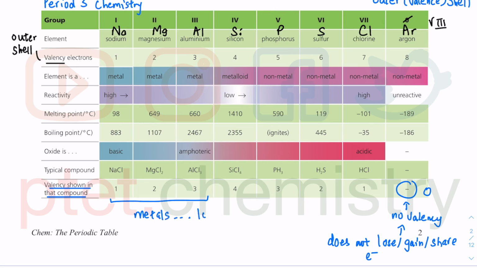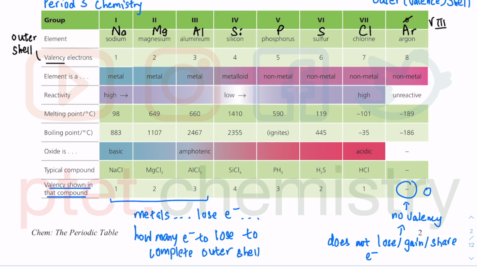And you talk about metals losing electrons. How many electrons to lose? To complete the outer shell. That is the key focus there. And that is why you get the combining power of metals as 1, 2, and 3. These are the number of electrons you have to lose to get to Na+, Mg2+, Al3+, and that is why you classify these as metals.